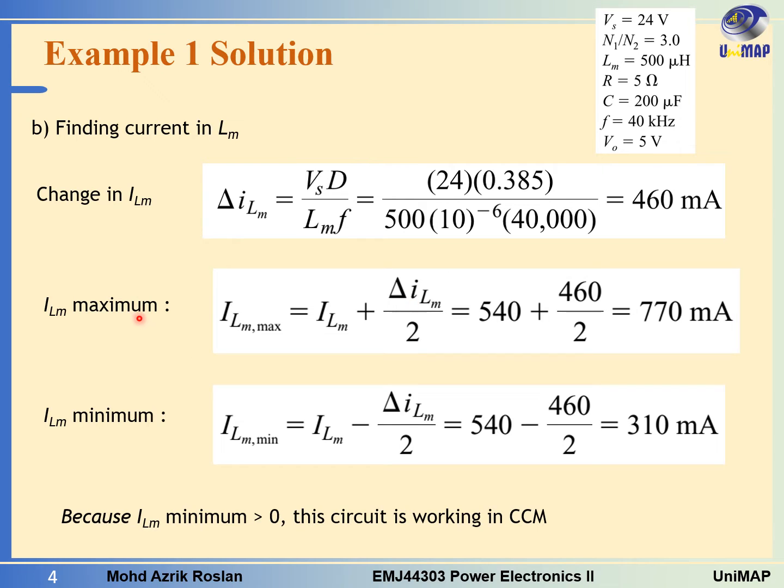For the maximum ILM and minimum ILM, just take the ILM you got from the previous slide plus the delta ILM divided by 2, and you will get 770 milliampere. For the minimum, instead of plus, you minus the delta ILM divided by 2, and you will get 310 milliampere. Because the ILM minimum is more than 0, we know that the circuit is working in CCM.